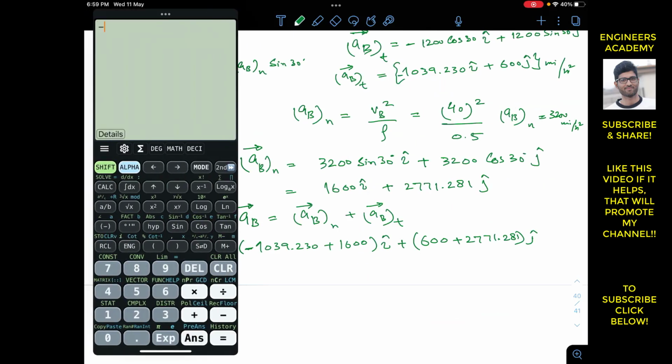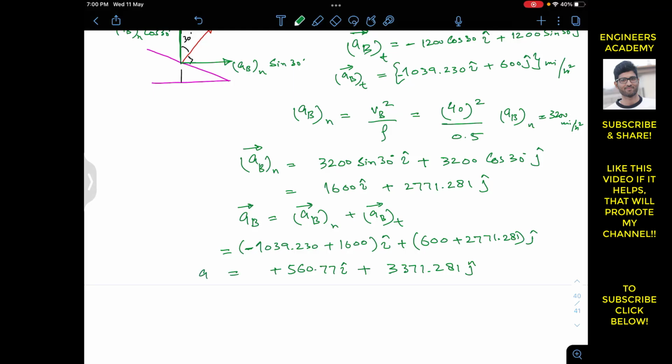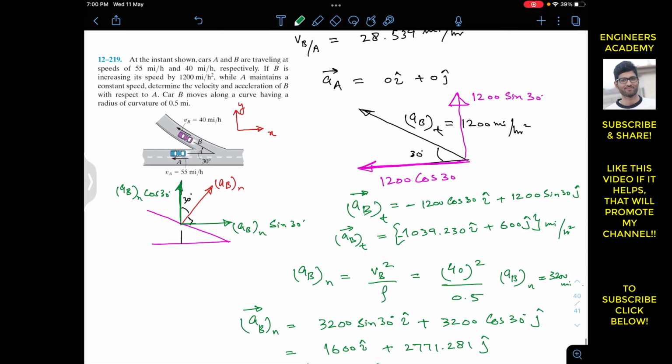So now if we add, minus 1039.230 plus 1600 gives plus 560.77 i, and then 600 plus 2771.281 gives us 3371.281 in the j. So this is the Cartesian vector representation of the acceleration of car B, and the acceleration of car A is 0.